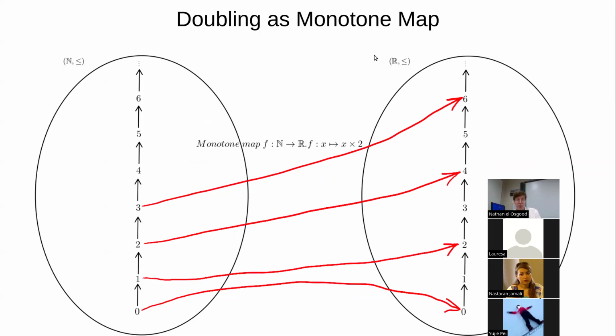So don't get too distracted by this being reals, but imagine we had a mapping from natural numbers to itself where each number led to it being doubled. That would be a structure preserving mapping. Things that are higher up here in the source go to things that are higher up in the destination.